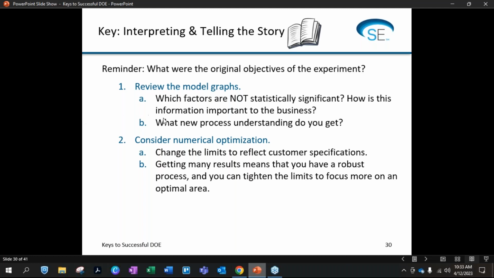Then, looking at things that do affect the response, what new process understanding do you get? How do some interactions change the response?